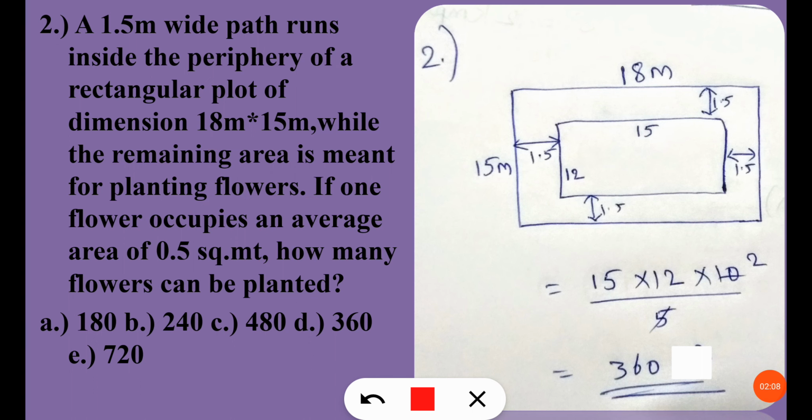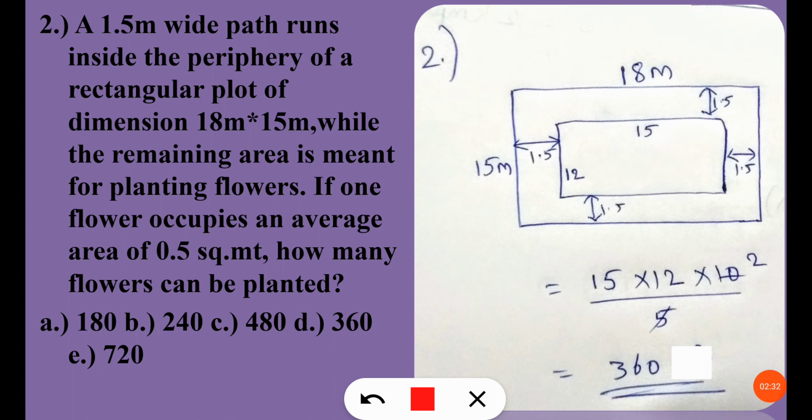There is a rectangular plot of length 18 meters and breadth 15 meters. Now a path is to be laid inside this rectangular plot. The path width is 1.5 meter. So this is the path laid of 1.5 meter width. Next, the remaining rectangular plot will be used for planting the flowers.